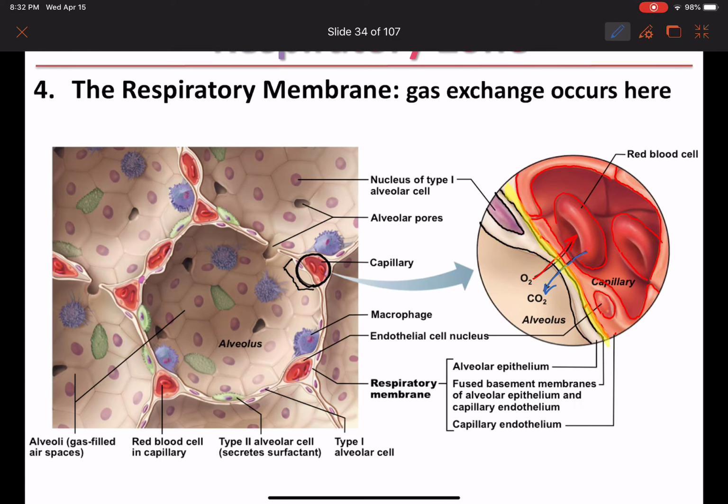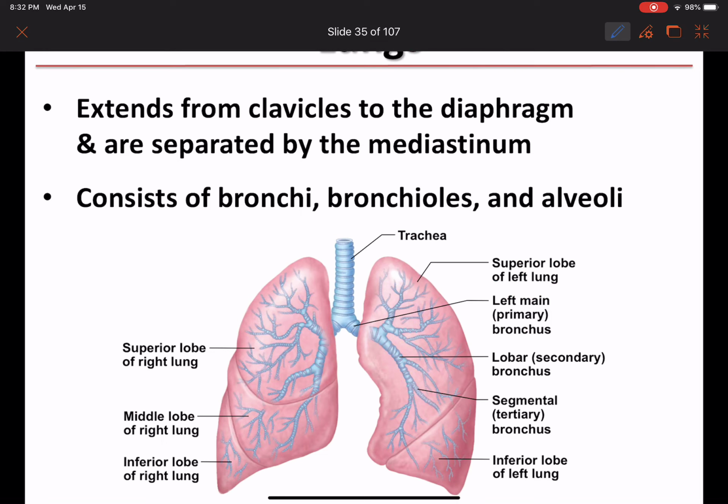That leads to a form of chronic obstructive pulmonary disease known as emphysema, which we'll talk about coming up shortly. Okay, so let's talk about the lungs grossly. The lungs extend from the clavicles to the diaphragm and are separated by the mediastinum. So I think you guys probably already knew that. That goes way back from AP1 when you studied the organization of the body.